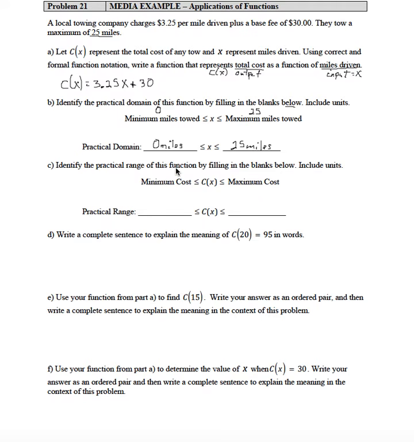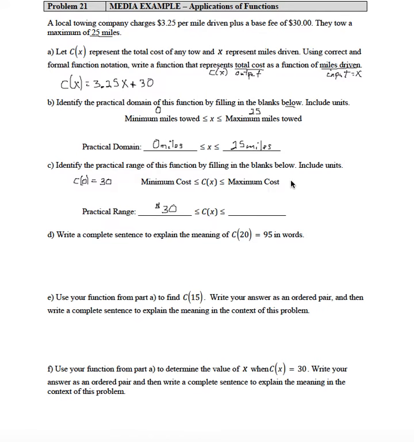Identify the practical range by filling in the blanks below. Well, the minimum cost is the cost at 0 miles, which is 0 plus 30, so it's just going to be $30. So the first value for the practical range is $30.